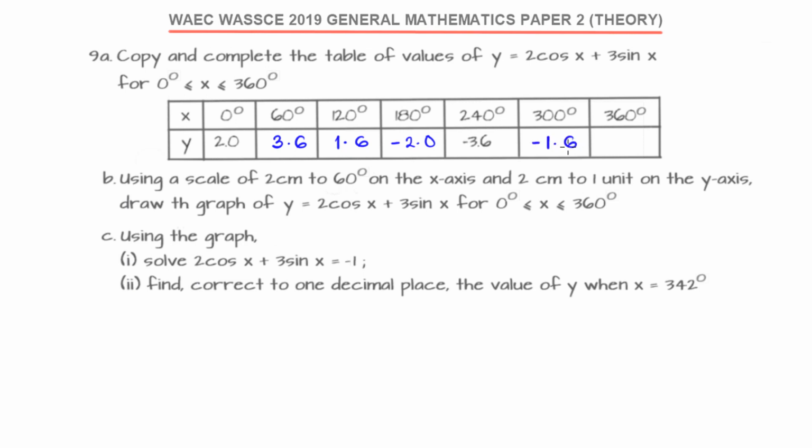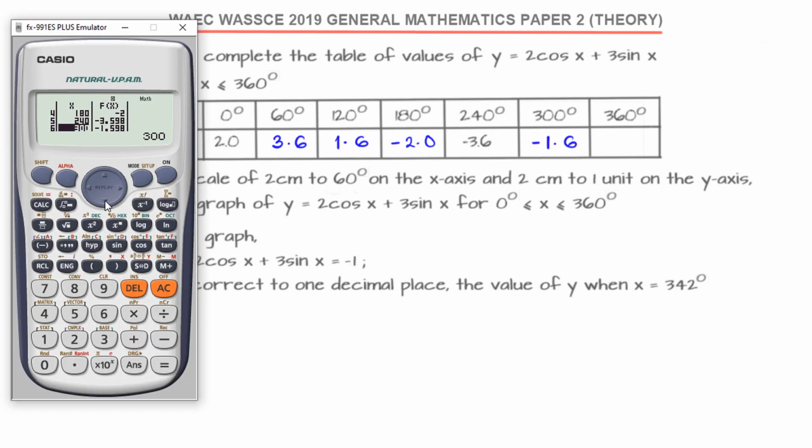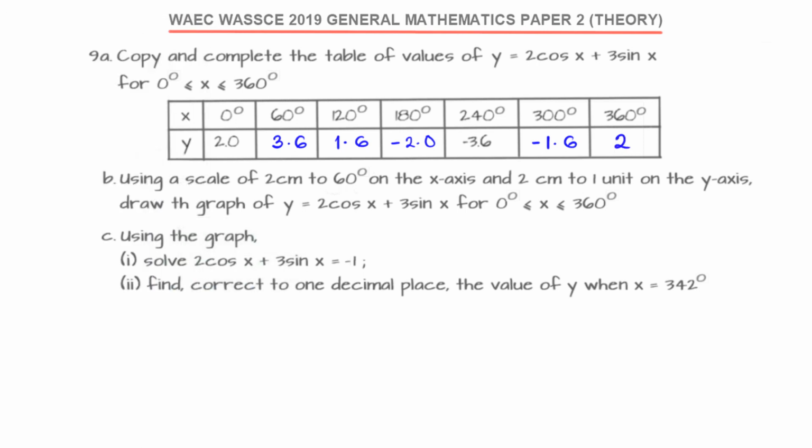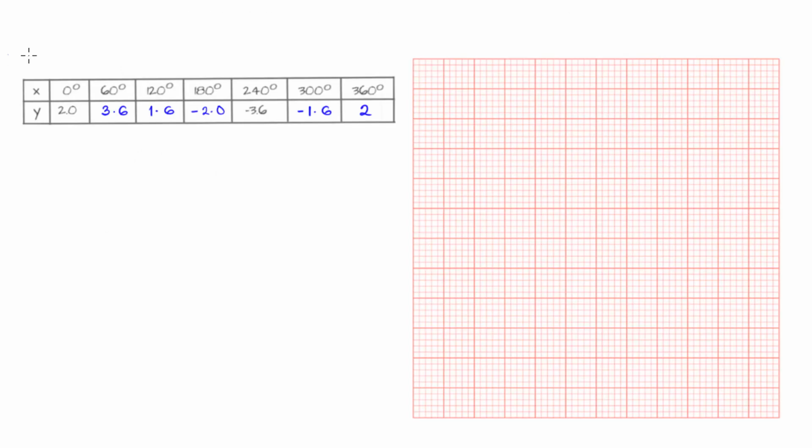So once you have generated your table, you can just fill in the table. And for example, when x is 360, it is 2. That's already a complete circle. In degrees, 360 and 0 are actually the same thing. So this is 2.0. So with that, we are through with our table that we are asked to complete. So we are to use this table to now plot our graph. But on the graph, we are to use 2 centimeters to 60 degrees on the x-axis and 2 centimeters to 1 unit on the y-axis. So no problem. They've given us the scale. We don't have any problem with that.